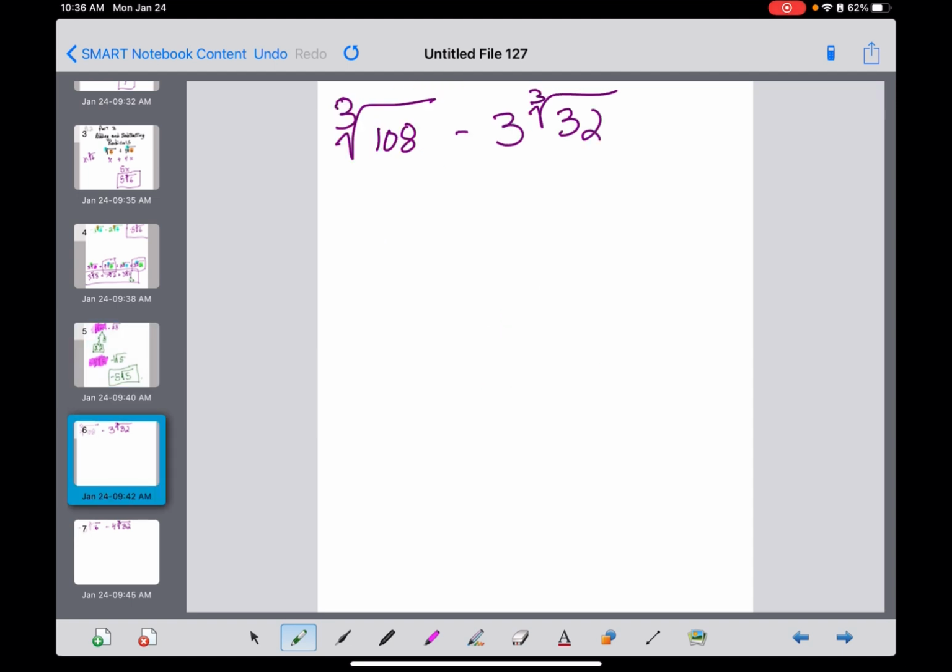Okay. So let's look at another one. Cubed root of 108 minus 3 times the cubed root of 32. Okay, so we'll work this one together. You can do the last one by yourselves. So we're going to break down 108. What times what?